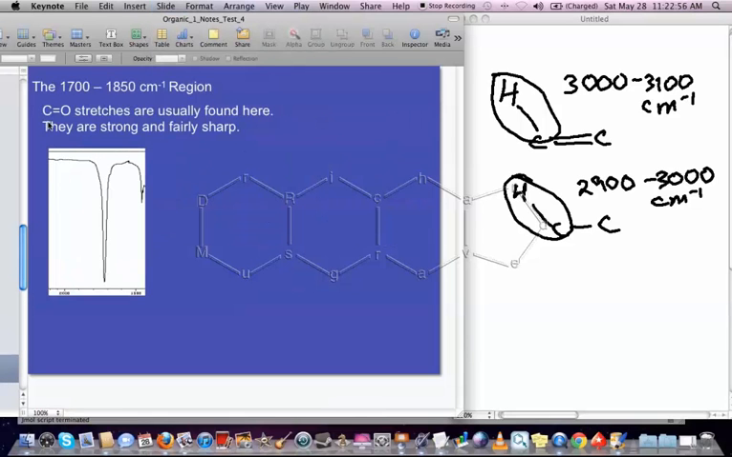The C double bond O region is the 1700 to 1850 region. This is where you'll see the C double bond O stretches. Again, a very important diagnostic region. A peak present in this region indicates a C double bond O. A peak absent in this region indicates the compound has no C double bond O. Very important region for you to look at: 1700 to 1850.